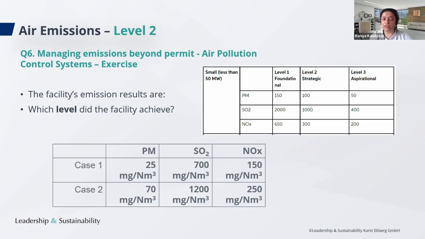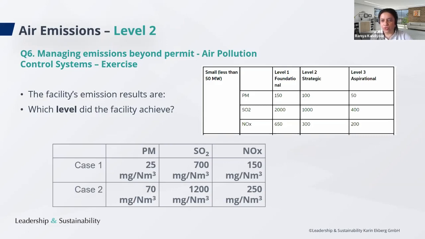Let me just read that again. For case two, particulate matter is at 70. And with 70, you are basically in level two. SOx is at 1200. And because it is at 1200, you are only in the foundational level here for SOx. And for NOx, it is at 250. And so here you are in your strategic level. So this is how you would require to compare.